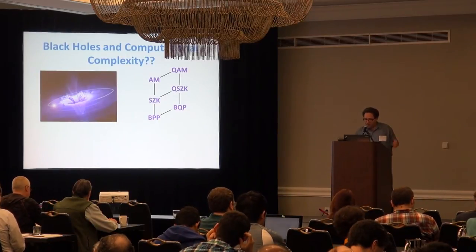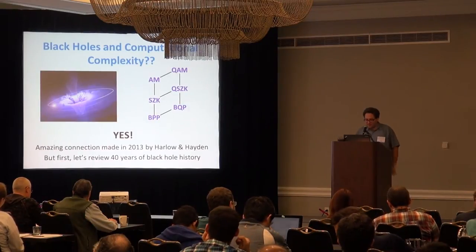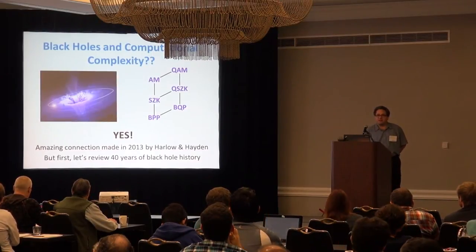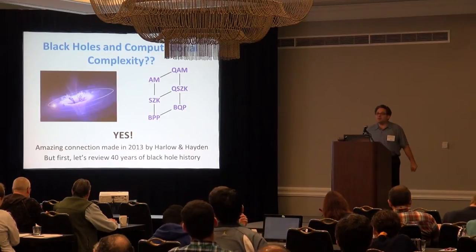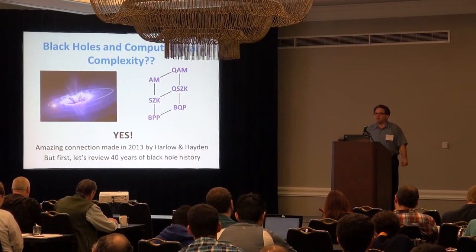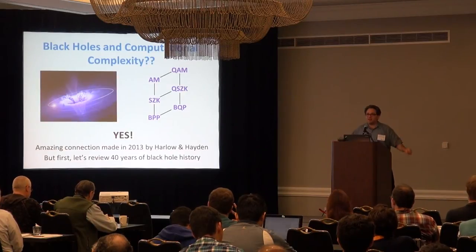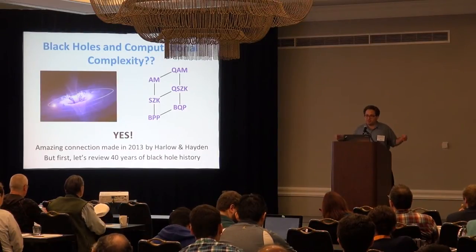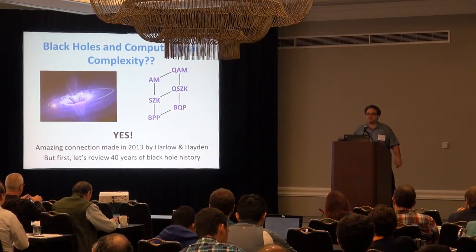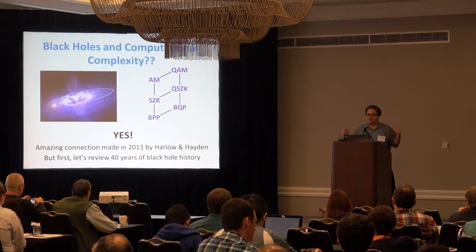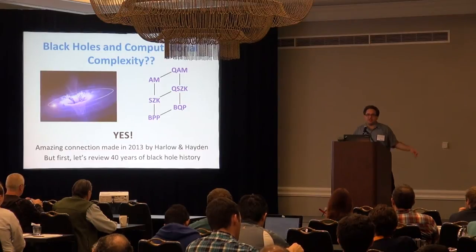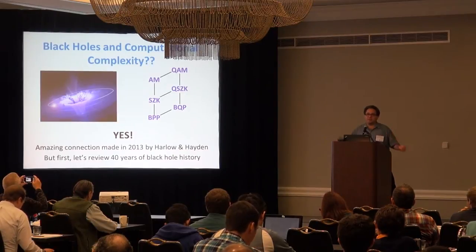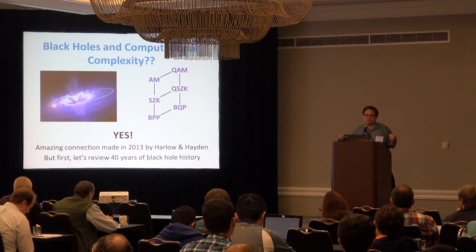So it was one of the thrills of my career when a few years ago Daniel Harlow and Patrick Hayden wrote a paper that made a pretty serious connection, using computational complexity to give new insights into the black hole information problem. This was at the same time that there was work by Lenny Susskind and others making similar connections. And so I hope to tell you a little bit about this story, and some of the recent progress that I and others have been able to make.